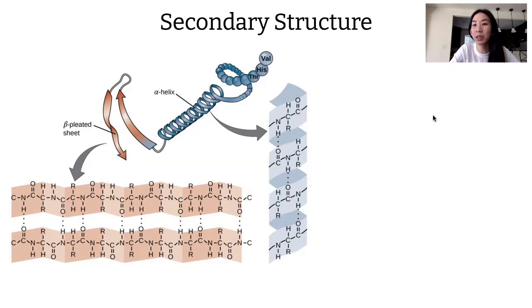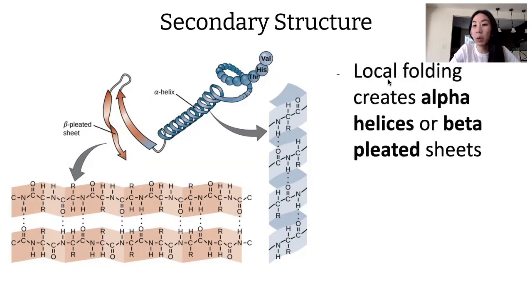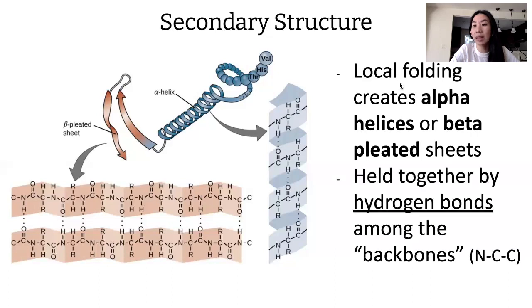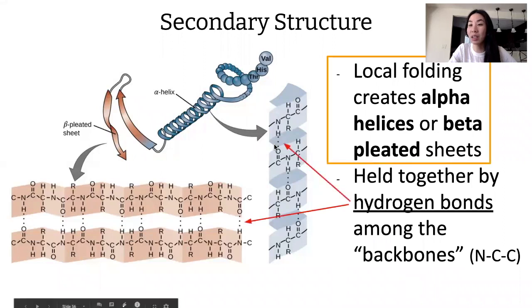So there's two types of secondary structure. It says local folding creates the alpha helices or beta pleated sheets. So those are the two examples here. And the way this happens is because it's held together by hydrogen bonds among the backbones. So the previous slide, when I talked about backbones, NCC, this is where it shows up again. The hydrogen bonds, if you look at a drawing, are depicted by dotted lines. So they're not solid lines. Solid lines are covalent. Dotted lines are hydrogen bonds.